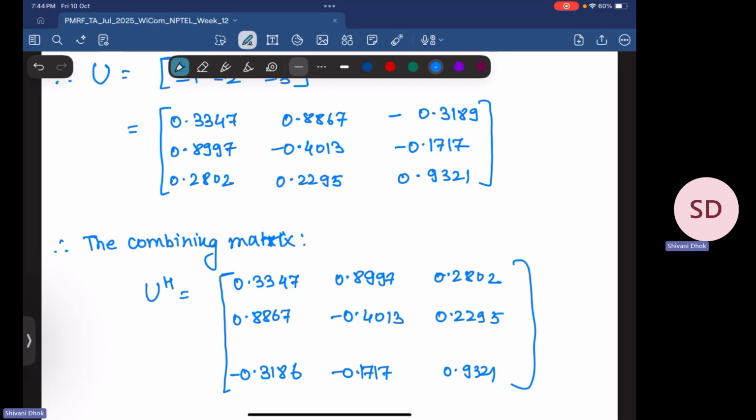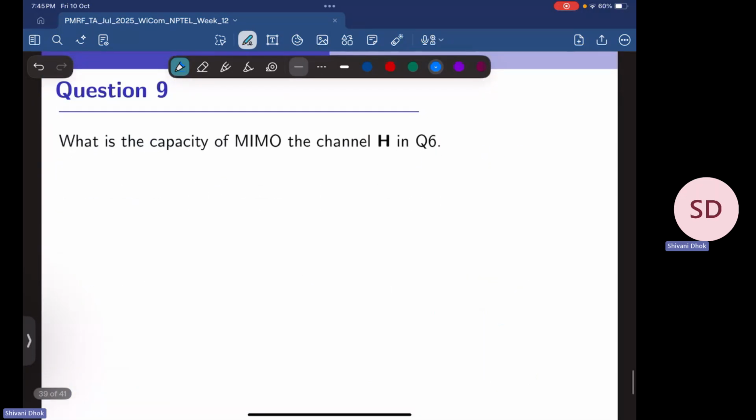Is it clear? Any questions till this point? Okay, if there are no questions, then let me move on to the next question.